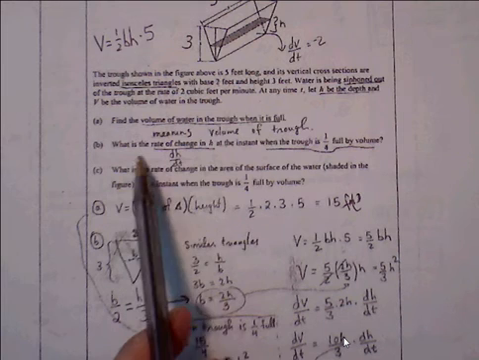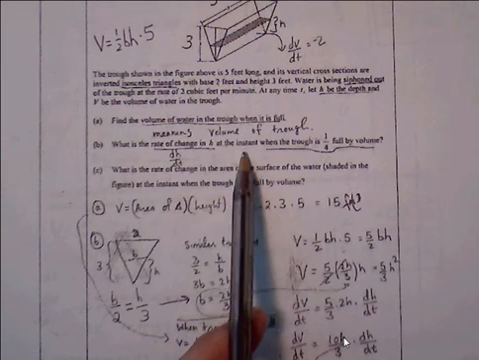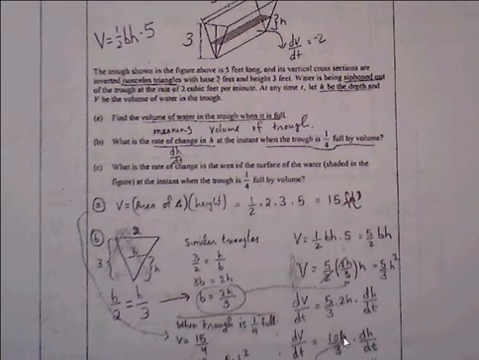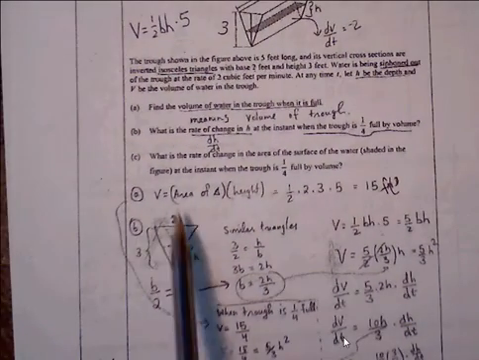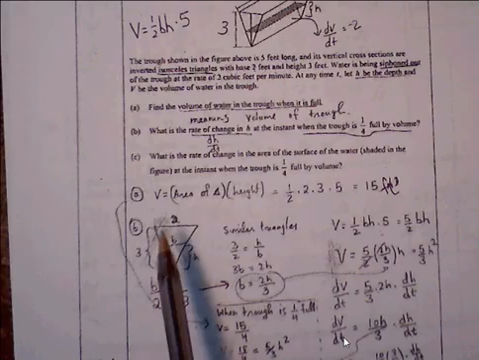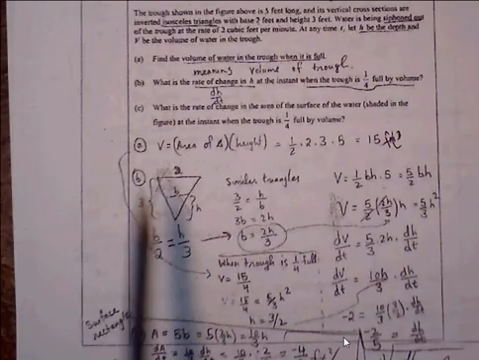Part B, what is the rate of change of h the instant when the trough is 1/4 full by volume? So we need to first set up proportions here. We're not going to deal with the right triangles. We're just going to deal with two similar triangles here.